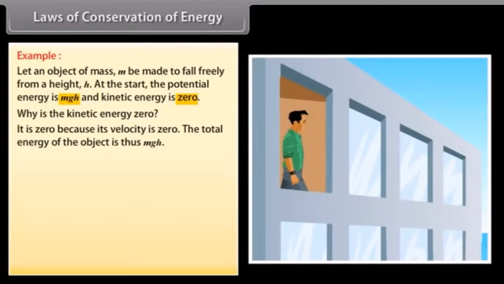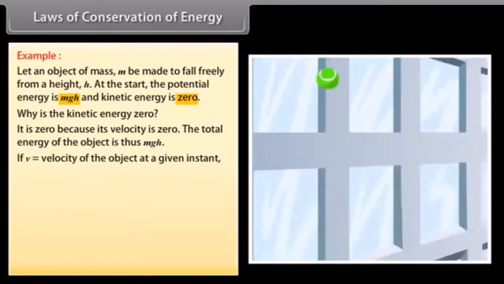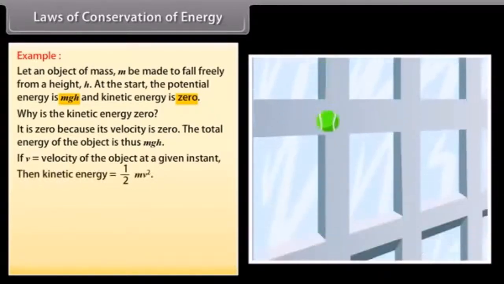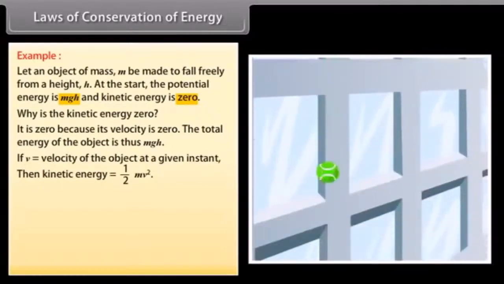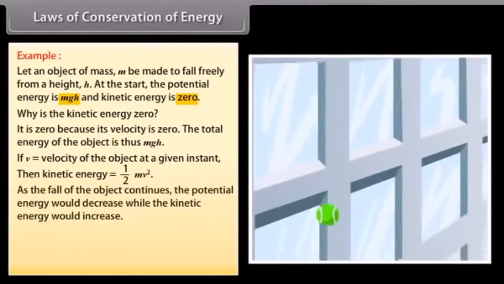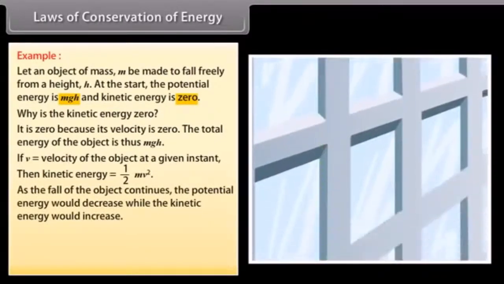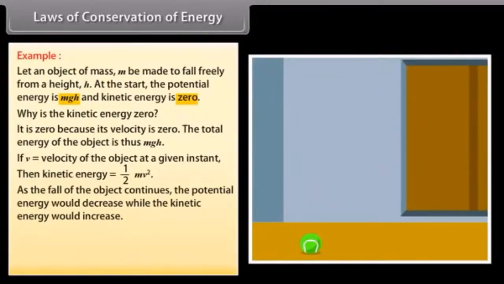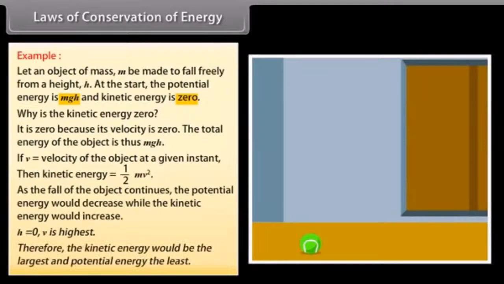As it falls, its potential energy will change into kinetic energy. If v is the velocity of the object at a given instant, the kinetic energy would be 1/2 mv squared. As the fall of the object continues, the potential energy would decrease while the kinetic energy would increase. When the object is about to reach the ground, h is equal to 0 and v will be the highest. Therefore, the kinetic energy would be the largest and potential energy the least.